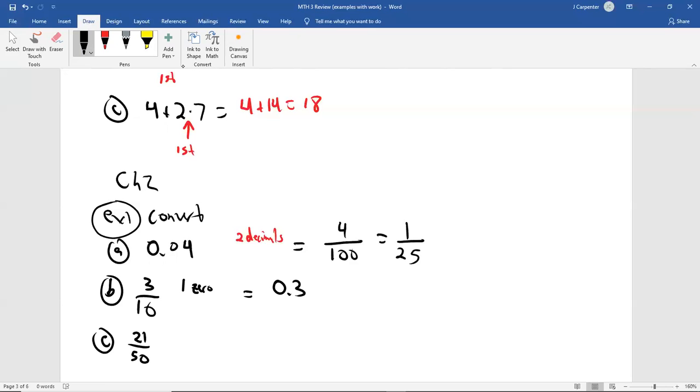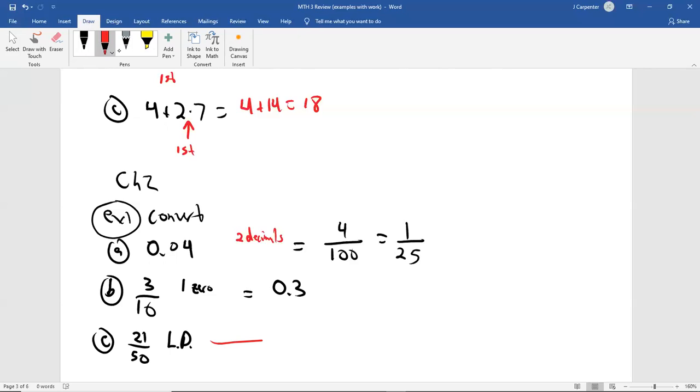So here we've got a fraction where the bottom is not just a power of 10. Yes, it ends in a 0, but that's not a power of 10 because it starts with a 5. Powers of 10 are 10, 100, 1,000, things like that. So you have to do the long division. You've got to put the 50 on the left and the 21 on the right.